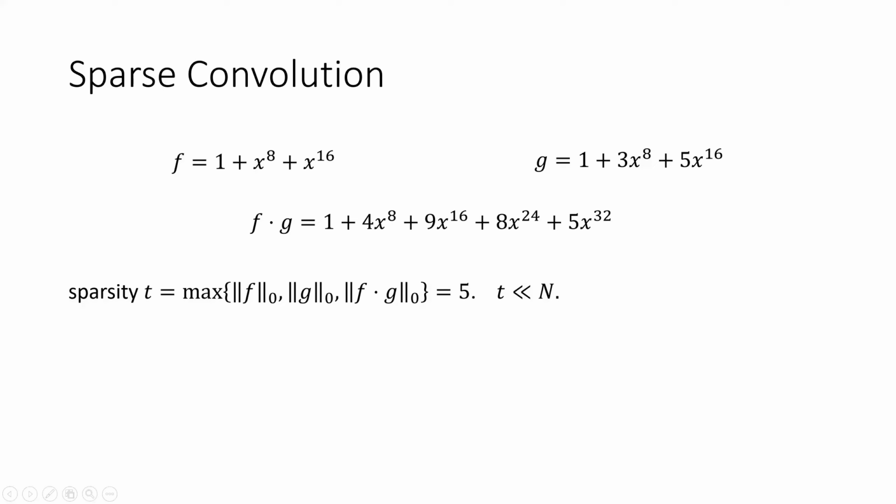And the natural question is to compute sparse convolution where the running time is measured in terms of the sparsity parameter t instead of the degree bound n. This will be very helpful when t is much smaller than n.